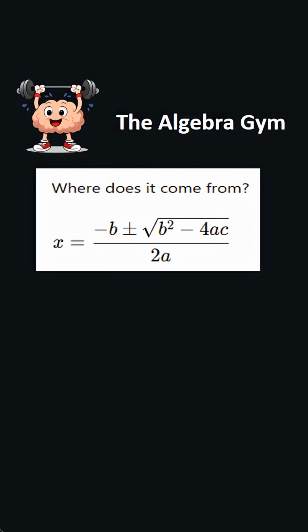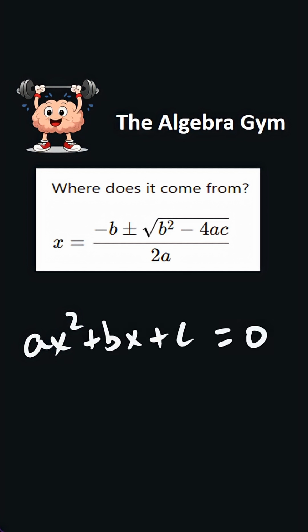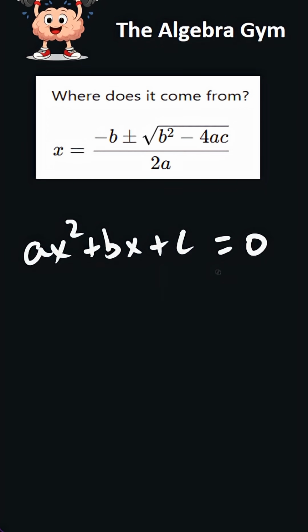Hey everyone, we're going to learn where the quadratic formula comes from. In order to do that, we're going to write the standard form for a quadratic equation, ax squared plus bx plus c equals 0. Essentially, what we'll be doing is solving for x by completing the square.